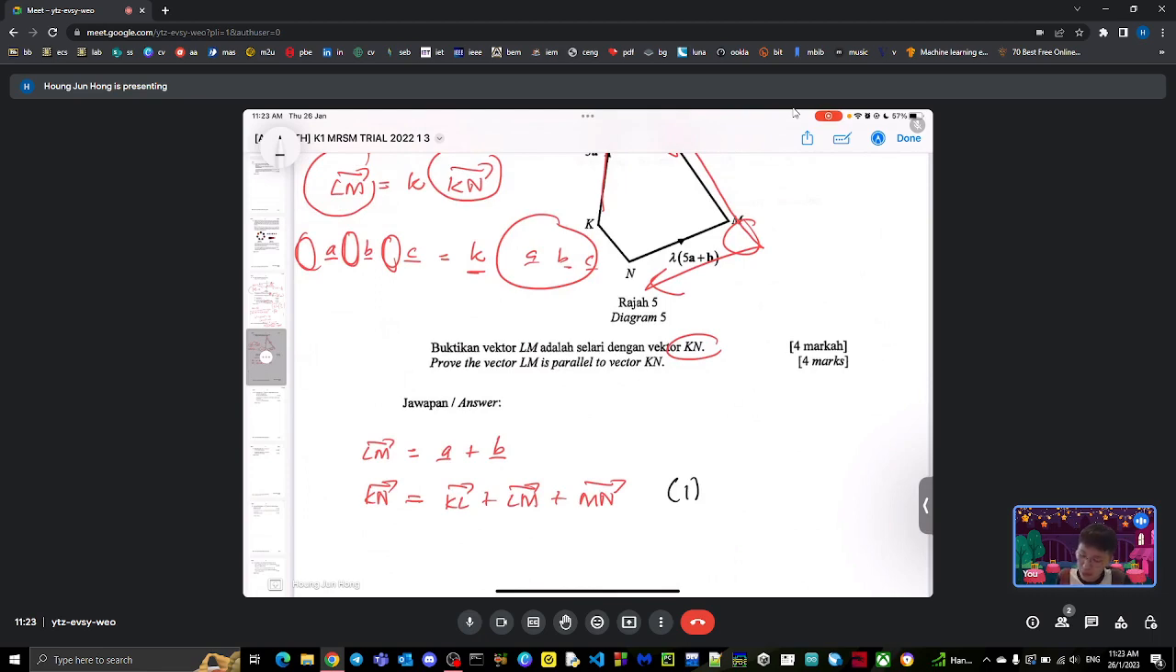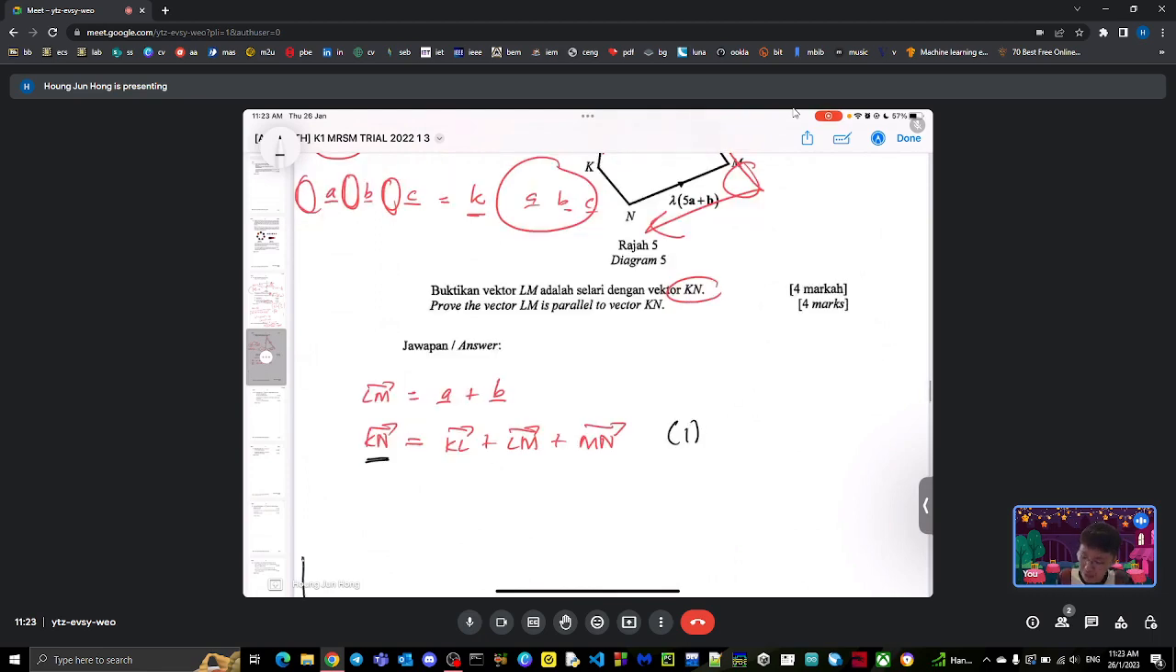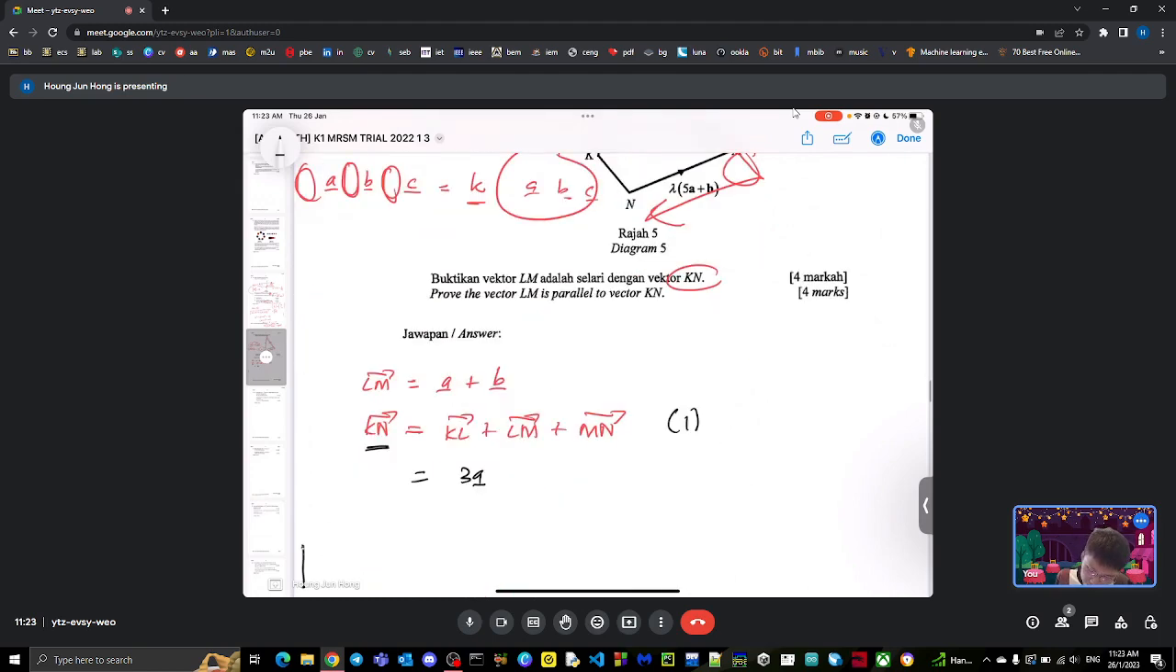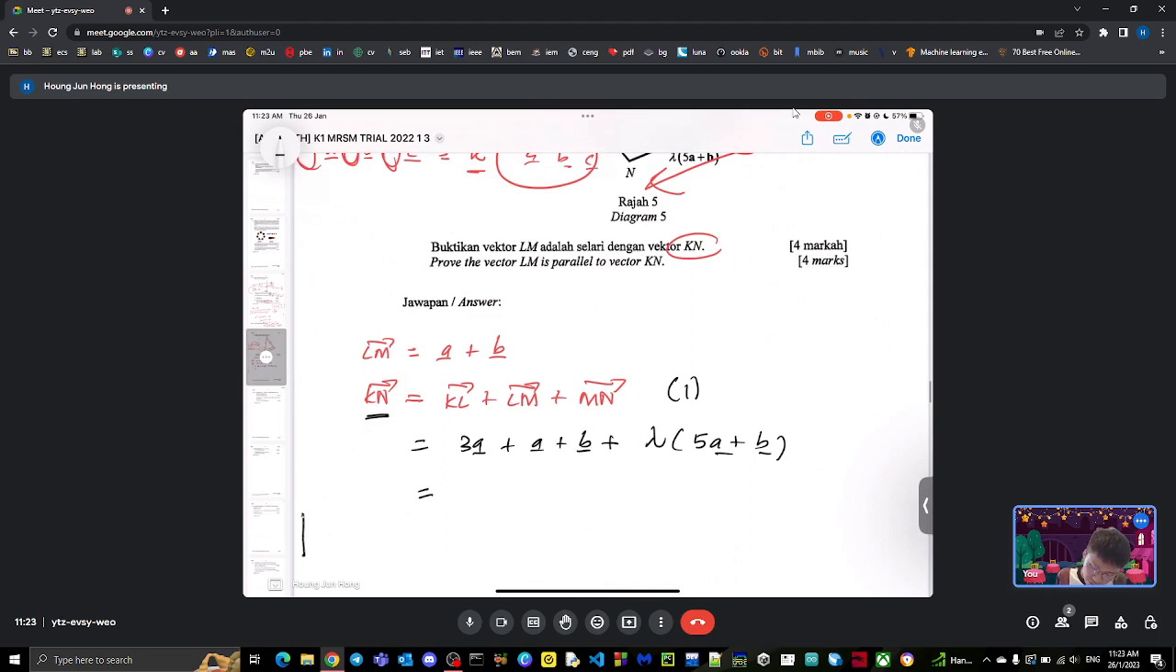Now we want to find first how much is KN. So KL is 3A, LM is A plus B, MN is a constant lambda times 5A plus B. Now try to simplify it a bit, so it will become (4 plus 5 lambda)A and then (1 plus lambda)B. This will be the simplified version.